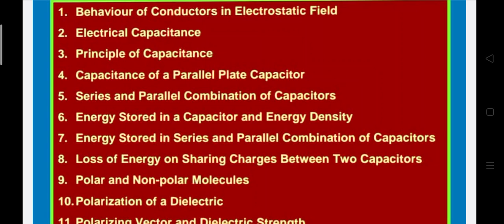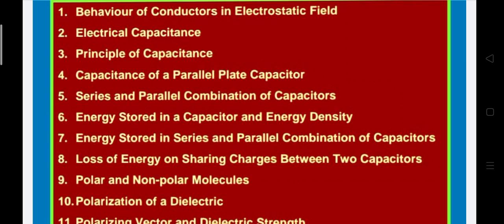The topics that we are going to study in this chapter are given here. The first topic, behavior of conductors in electrostatic field. Second, electrical capacitance. Third, principle of capacitance. Fourth, capacitance of a parallel plate capacitor. Fifth, series and parallel combination of capacitors. Sixth, energy stored in a capacitor and energy density. Seventh, energy stored in series and parallel combination of capacitors. Eighth, loss of energy on sharing charges between two capacitors.